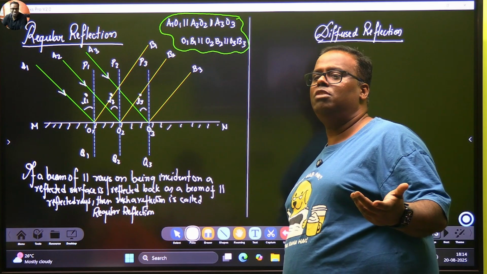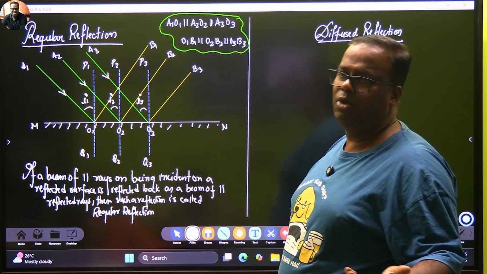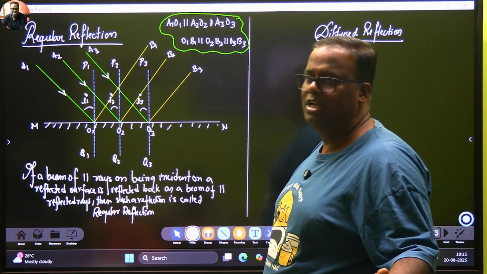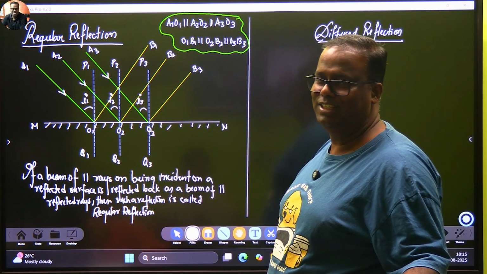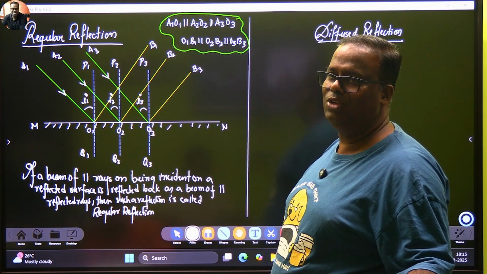When was the Quit India movement? 1942, correct. 1942, correct. It need not be that you have to write the way I write.